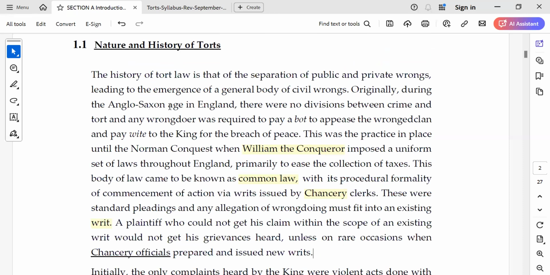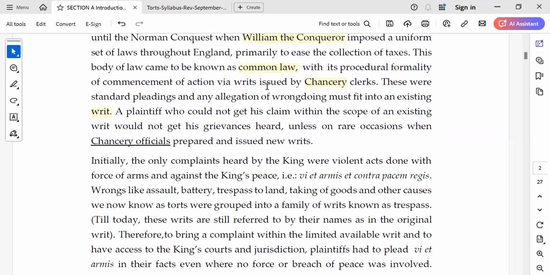In the beginning it was criminal law; public wrongs and private wrongs were basically considered as one, and they were a general body of civil wrongs. But later that also divided and common law was introduced, and the chancery officials had the power to prepare and issue new writs. Unless your grievance is covered under a particular writ, it was not considered to be heard initially, unless it came under some writ that the chancery officials prepared.